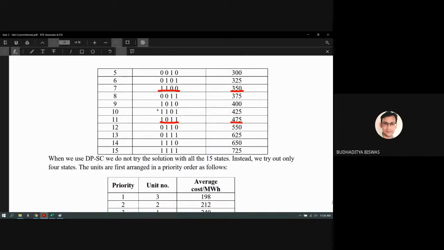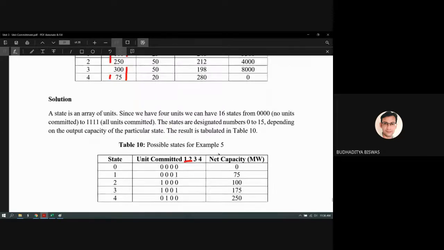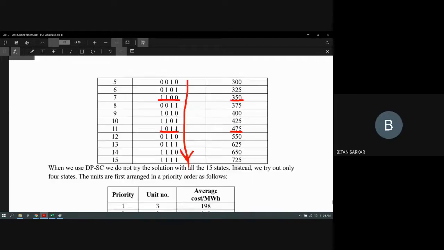So that means you can write all these things according to what you studied in digital electronics. Then you need to arrange it according to their net capacity in ascending order. Then you can easily find out this table. Got my point? Yes, sir.